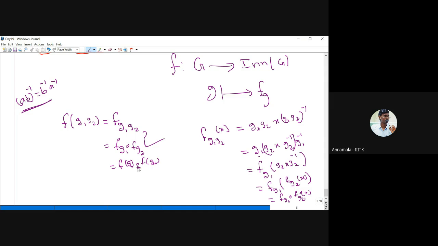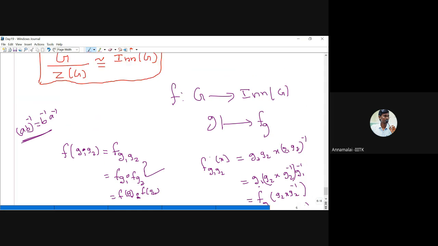Because the composition is the operation in the codomain. So here multiplication is the operation in the domain. Therefore, I am taking multiplication here, but there we take the composition. Therefore, f is a homomorphism. Next, we have to prove the kernel.